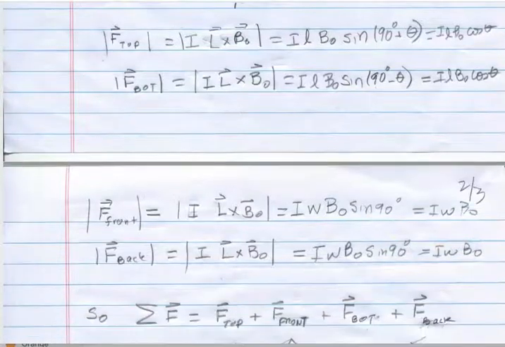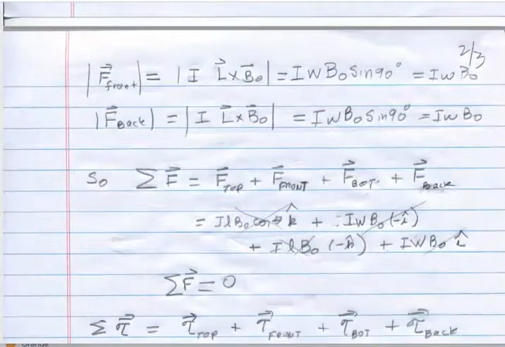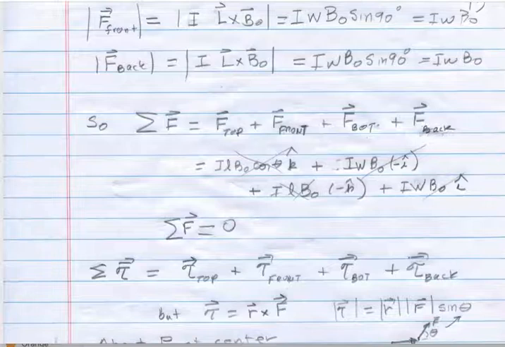So if you put all that together, maybe put some unit vectors to it, what you find is this. The top is this expression. The bottom was going in the minus, the front was going in minus I hat. The bottom was minus K hat, and the top, or the back, was I W B in the I hat. And all of these cancel out. So one gets the sum of the forces is equal to 0.